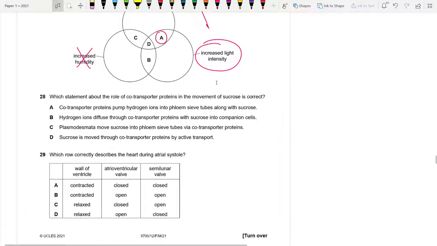28. Which statement about the role of co-transporter proteins in the movement of sucrose is correct? Co-transporter proteins pump hydrogen ions into phloem sieve tubes along with sucrose.